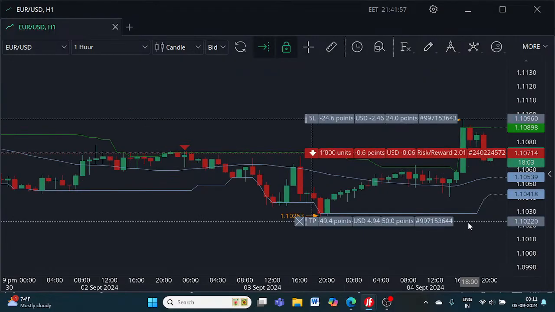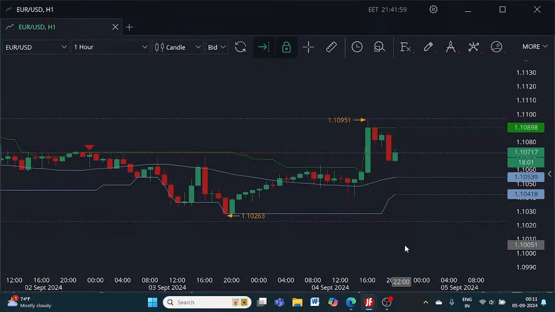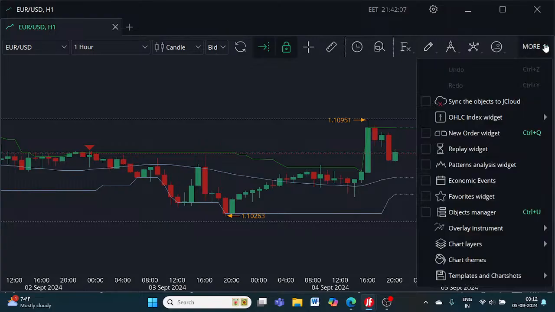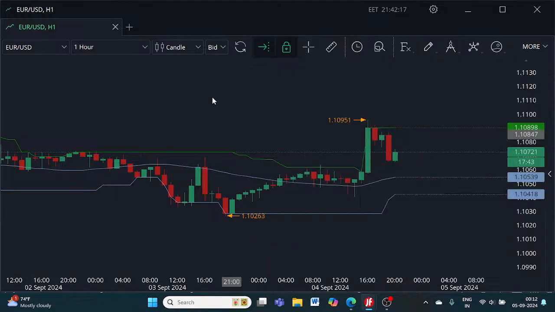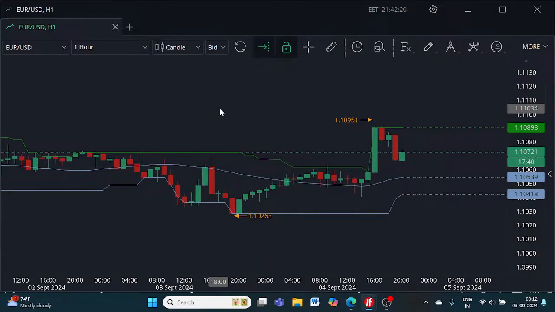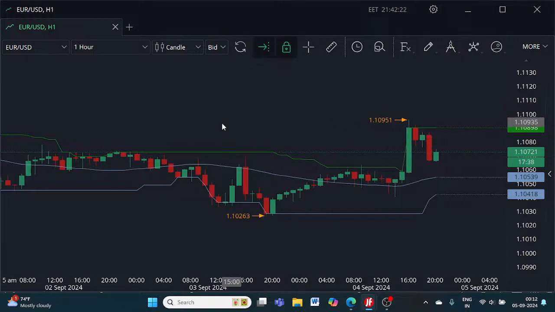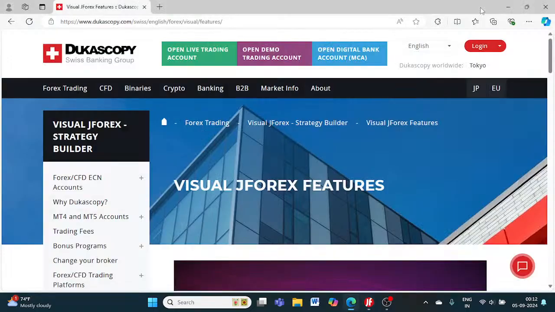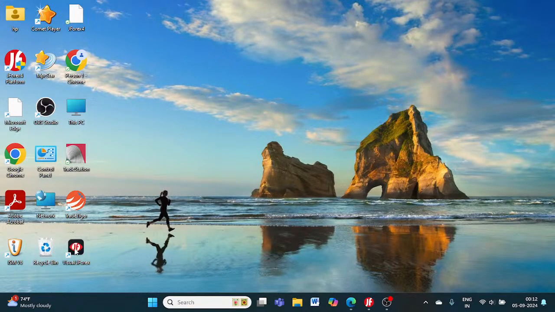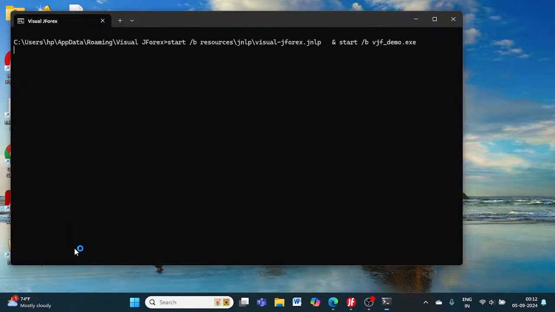So on similar lines, we will be developing a new algorithm. This time around, we will put to use the simple moving average. As I have already explained to you some advantages as well as some disadvantages of working with the SMA, I will not dwell too much on that. We will straight away get to the task of building the algorithm. For that, let me launch the Visual JForex platform.